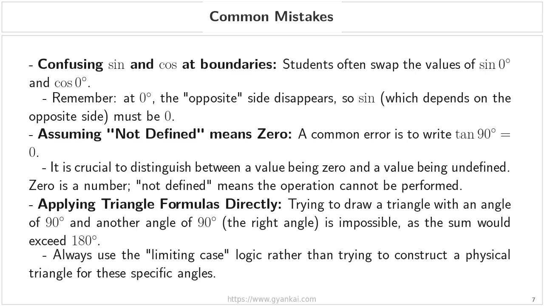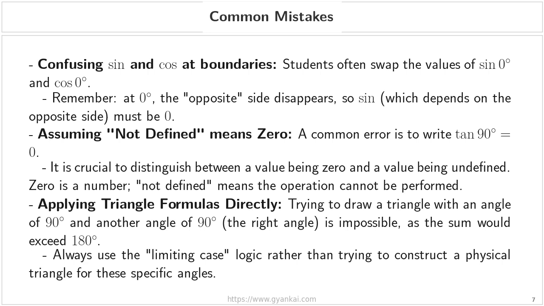Finally, avoid the temptation to apply standard triangle formulas directly to these specific angles. You might find yourself trying to draw a triangle that has a 90-degree angle and another 90-degree angle. But as we know, that would make the sum of the angles exceed 180 degrees, which is impossible for any triangle. Instead of trying to construct a physical triangle for these cases, always rely on the limiting case logic we practiced today, observing what happens as the angle approaches the boundary.